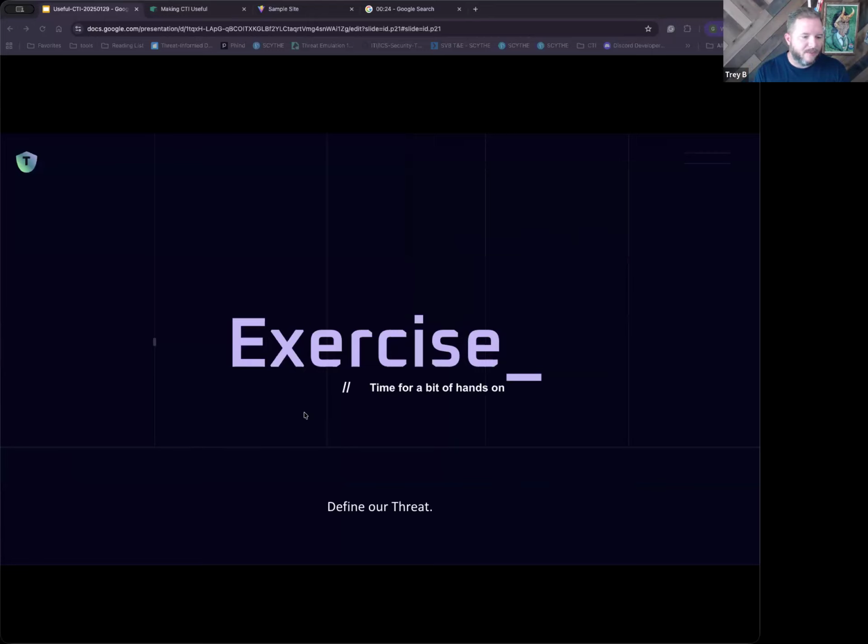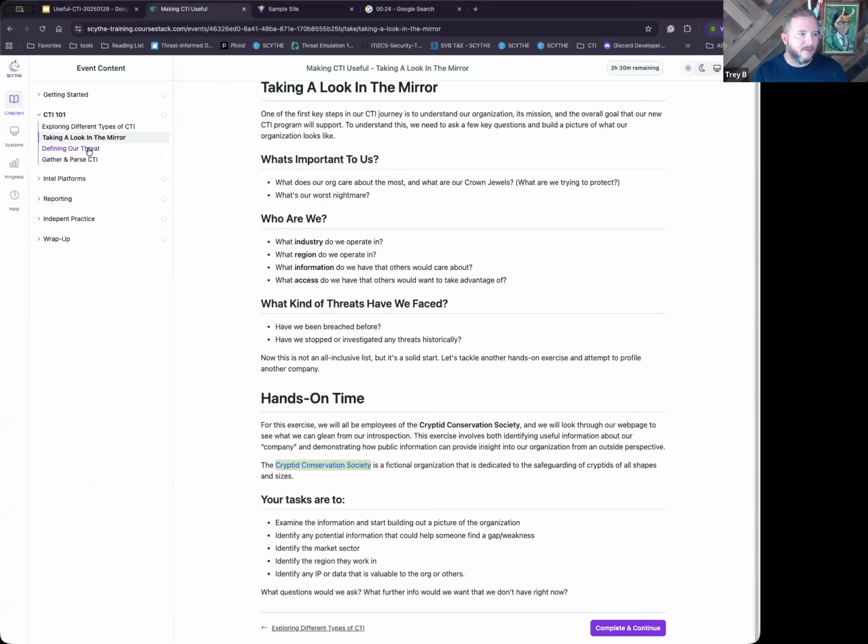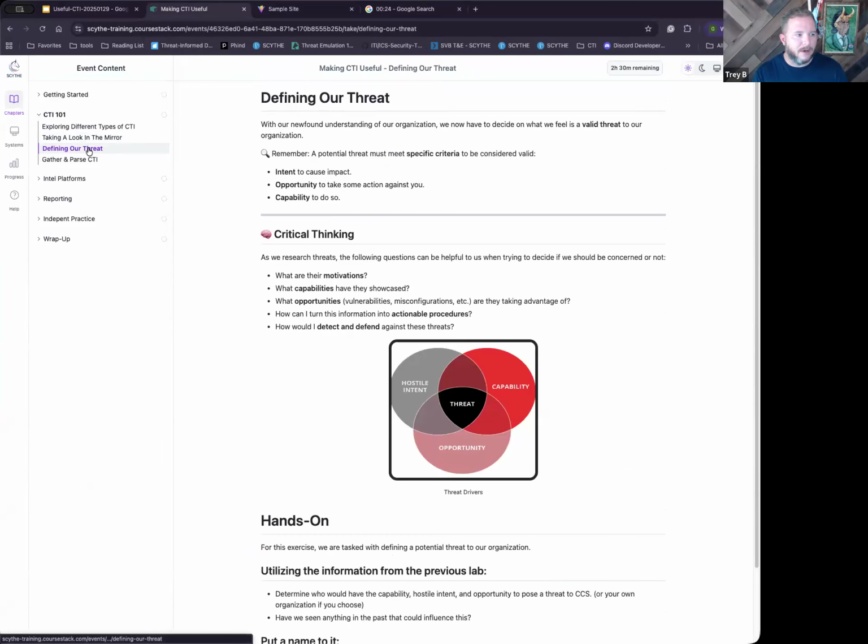I like to keep these more thought heavy and hands-on heavy as opposed to me talking. I know it doesn't always feel that way when you're going through workshops. So I want to make sure you get the most out of it and you get time to actually practice these skills. The next piece we're doing is the defining our threat chapter under CTI 101. This is going to go fast as we get through this next piece. You're going to get to dive into some Intel platforms, reporting, and all kinds of other stuff.